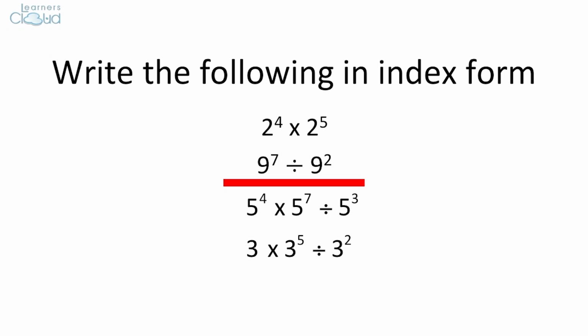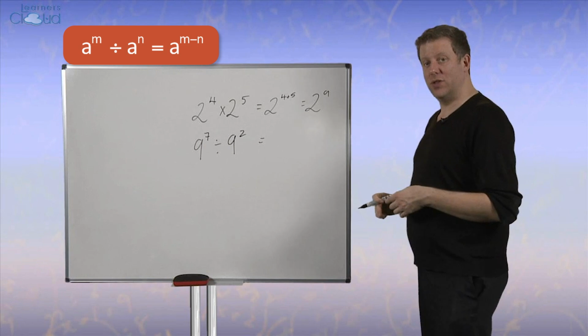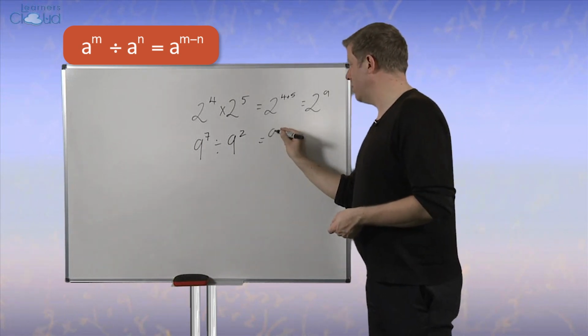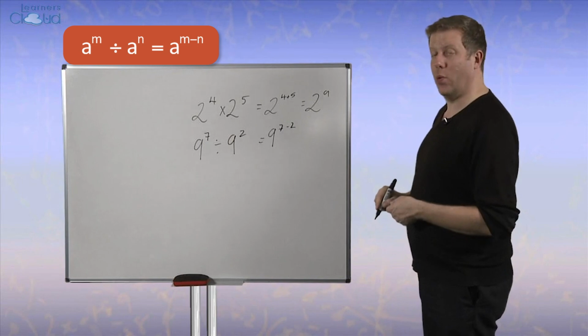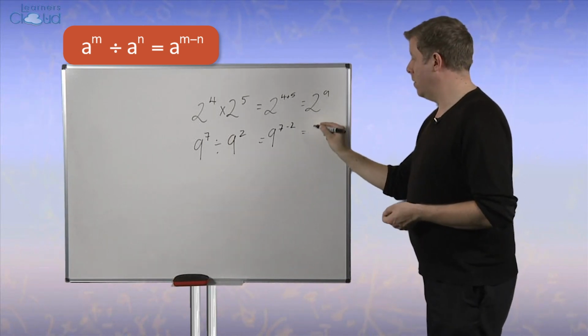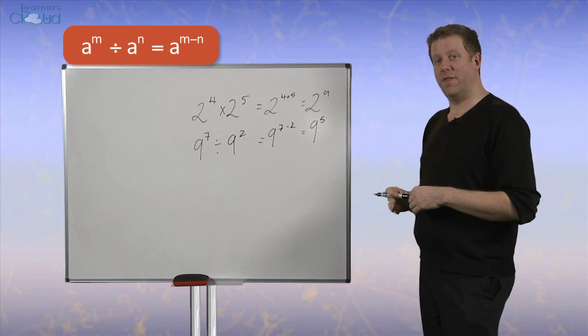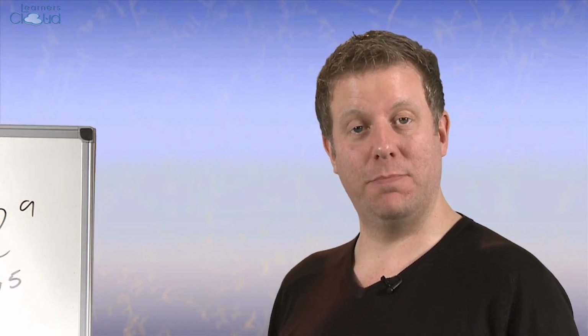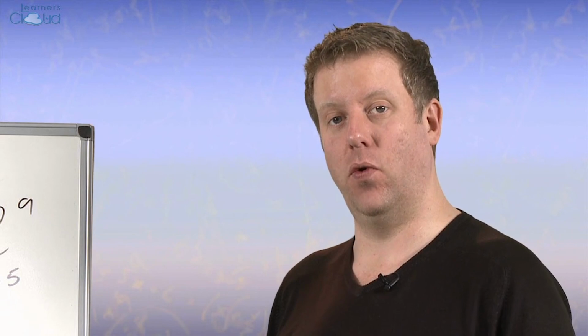Let's look at one where we're dividing now. If I have 9 to the power of 7 divided by 9 squared, when we divide, remember, the rule tells us we should subtract the powers. So what I'd end up with would be 9 to the power of 7 take away 2, which gives me 9 to the power of 5. Remember, we're leaving these numbers as powers because it asks us in the question to write them in index form.